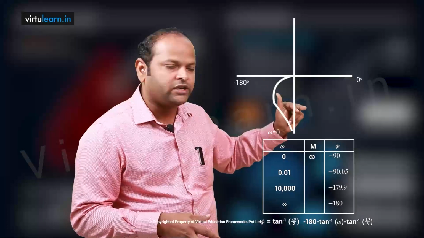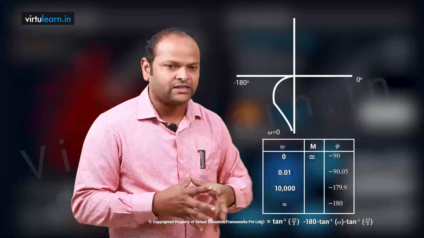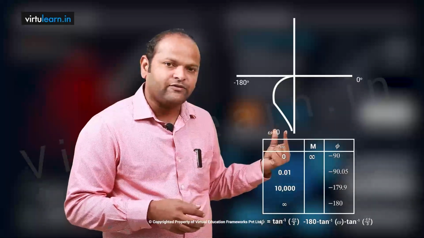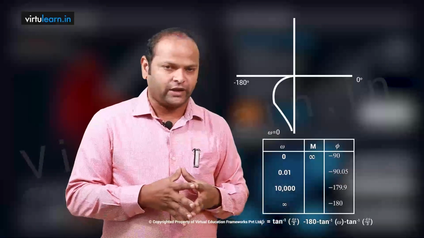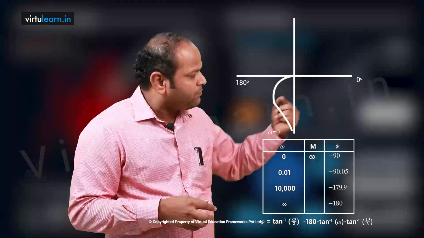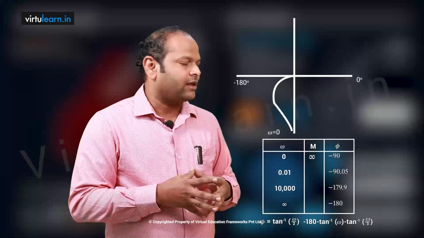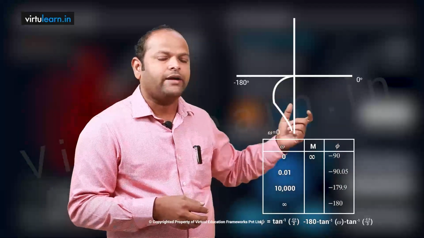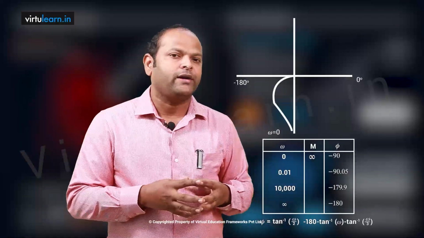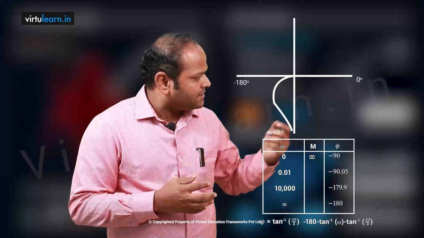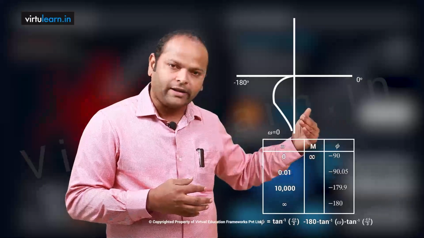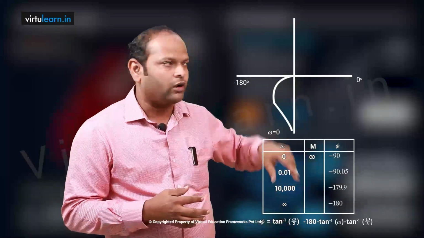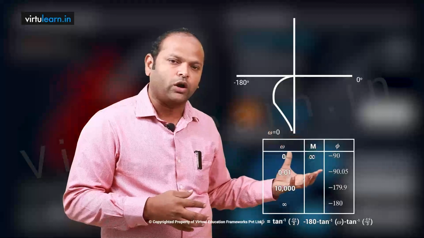Then what are the table entries? Now in this table, when omega is 0, there is no change in the magnitude, and the phase is minus 90 only. When omega is infinity, again it is going to be minus 180 only. So the only question is, in between, what are the phase angle values? When you take a value close to 0, like 0.01, it gives us minus 90.05, which means this is above minus 90 degrees, within the third quadrant only.